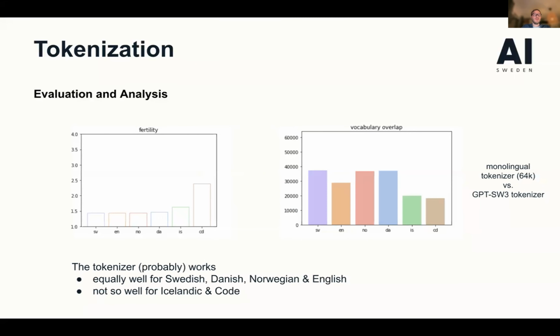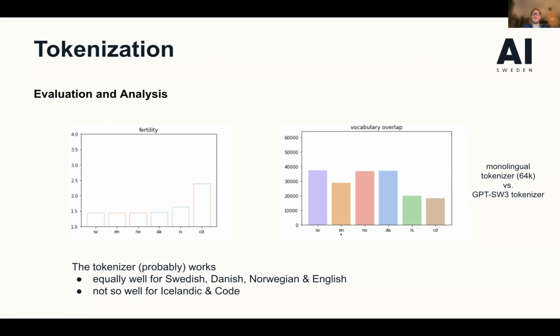And that was our tokenizer. We then evaluated and analyzed it. On the left-hand side, you see the fertilities for the different languages. The first 4 data points are Swedish, English, Norwegian, and Danish, and the fertility is very similar for those 4 languages. It is slightly worse for Icelandic and significantly worse for code.